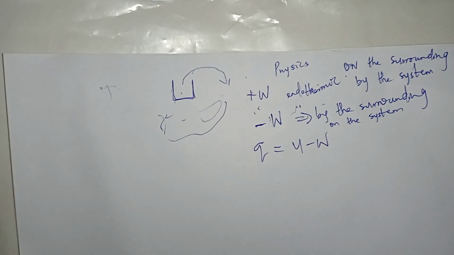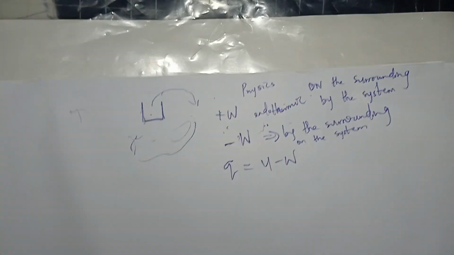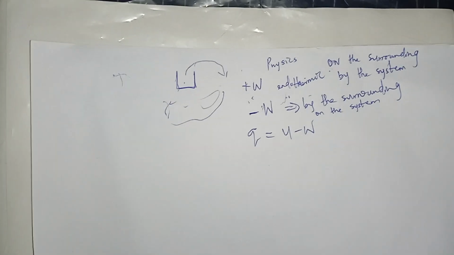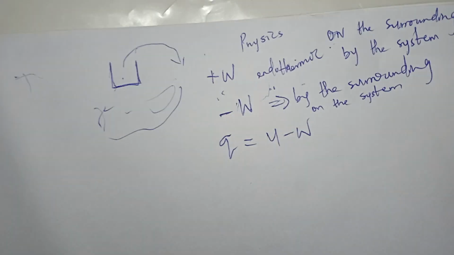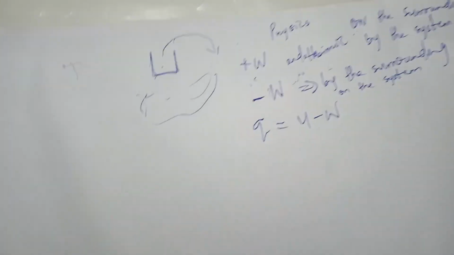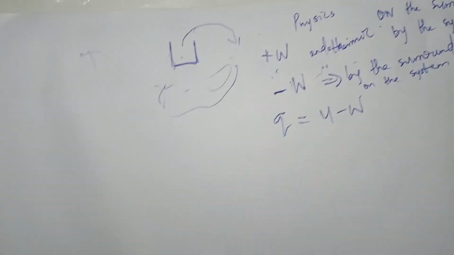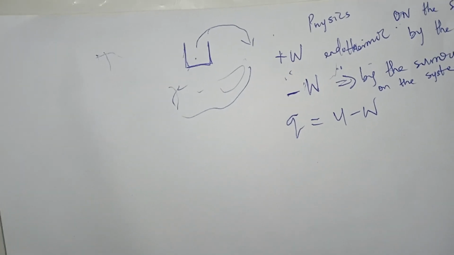A question can come to tell you what is the convention of W when energy is released by the surrounding and when energy is absorbed by the surrounding or by the system, whichever way. You now know it, and you know the first law and the equation. Now we move to exceptions to the first law.